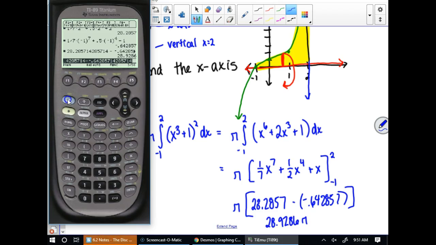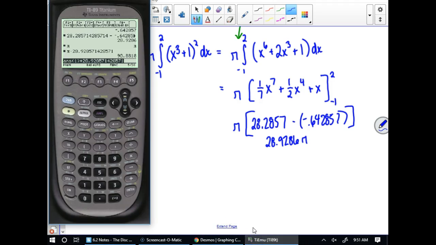We'll just go ahead and multiply that by pi since I've already done decimals here. The book probably won't use decimals. The book will probably give you something like 32 pi over 7, but since I typed it in already, there's no going back now. So 90.8818 units. So that would be the volume of your sombrero shape there.